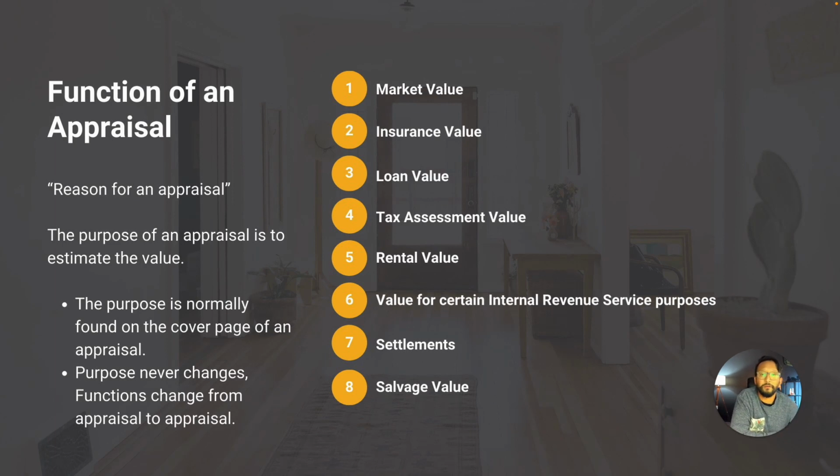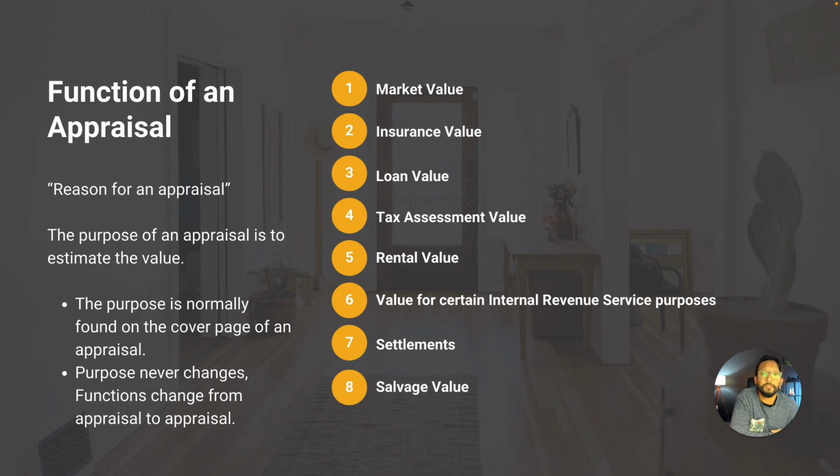Determine the market value. Maybe you've got a homeowner that just wants to know what their home's worth as of today. They just want to know what's the estimate. Maybe they're not selling. Maybe they just wanted to know. Who knows? But that is the function of an appraisal. Reason would be market value.